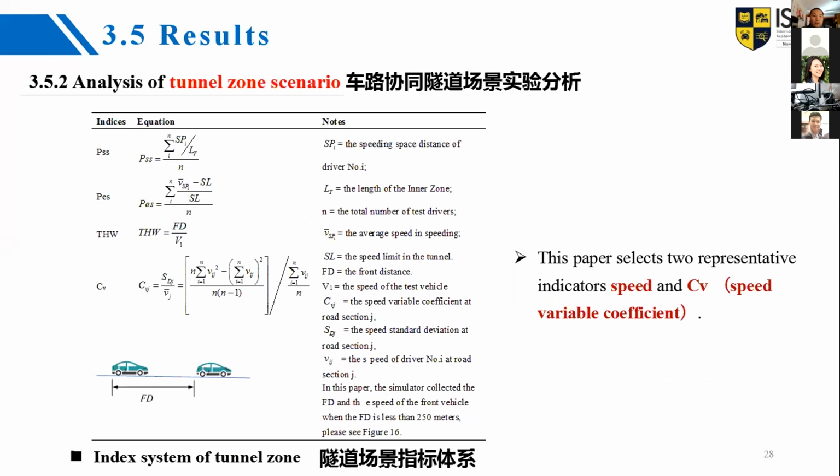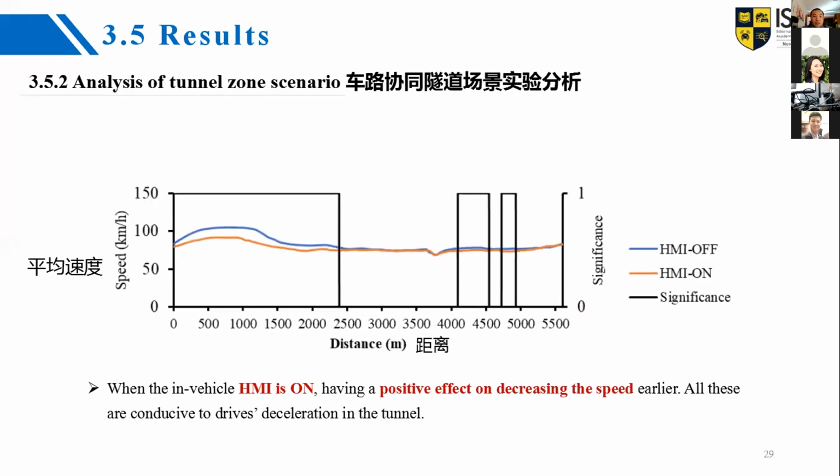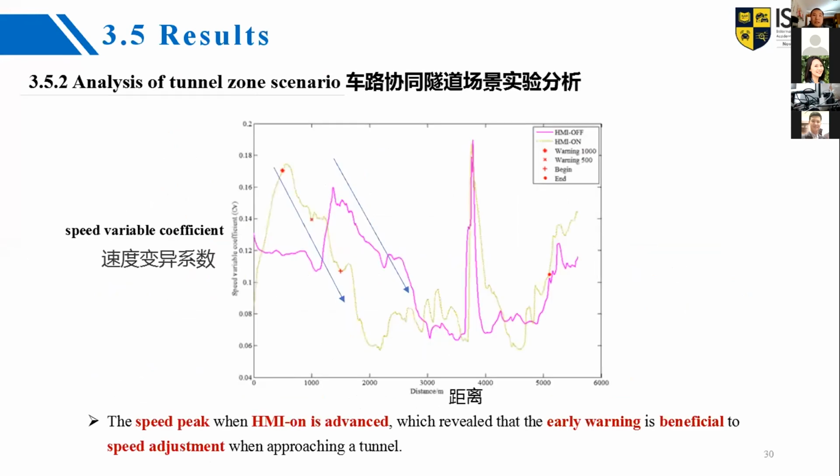An index system of the tunnel zone is shown in the table. 2 representative indicators, speed and speed variation coefficient, are selected in this paper. As shown in this picture, when the HMI is on, it has a positive effect on decreasing the speed earlier. Meanwhile, another result revealed that the early warning is beneficial to speed adjustment when approaching a tunnel.